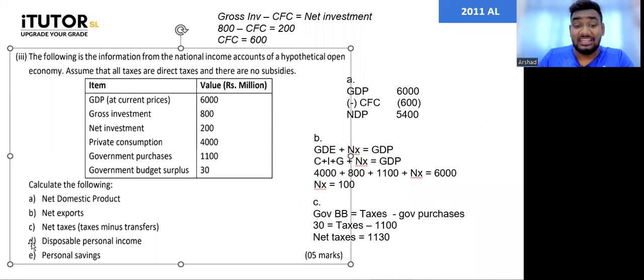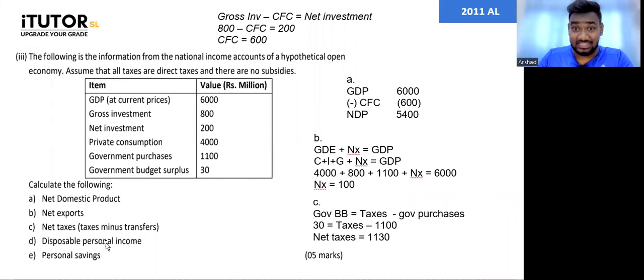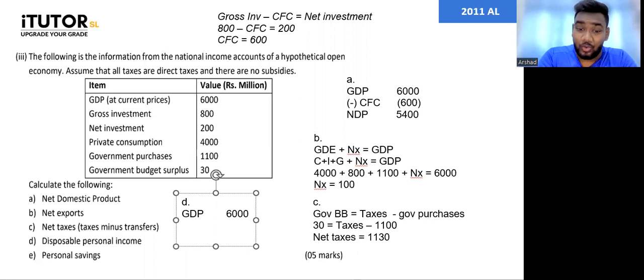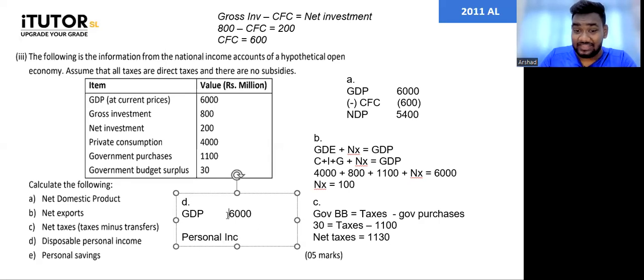Then part D, disposable personal income. Okay, right. GDP is what you call your national income. How much is that? 6,000. Can you tell me from GDP, that is national income, how do you go to personal income? Remember, I taught you all when we did the MCQs also last week, there are few things that you have to add, few things that you have to deduct.